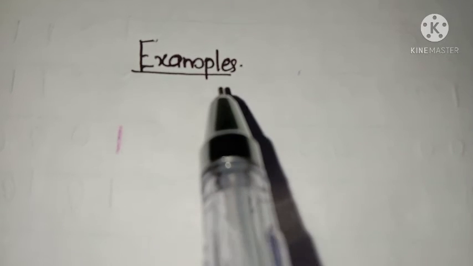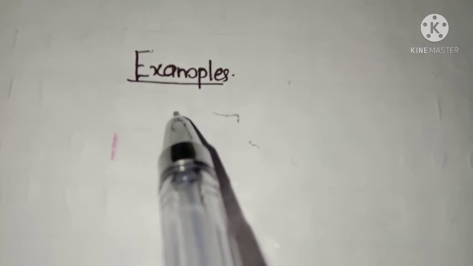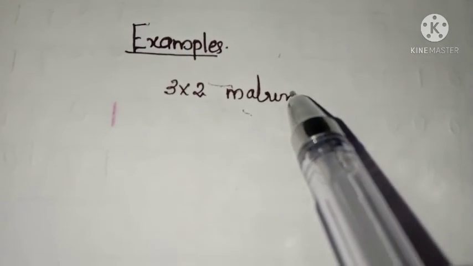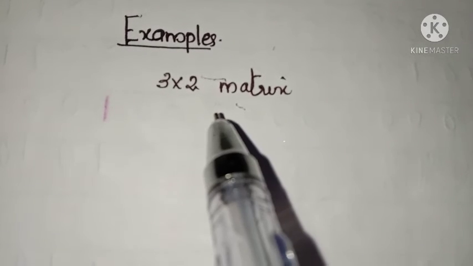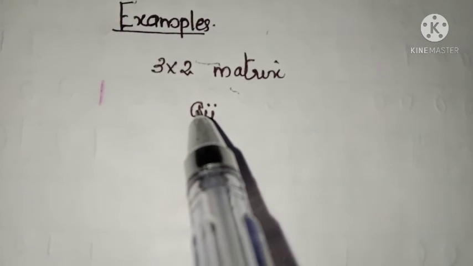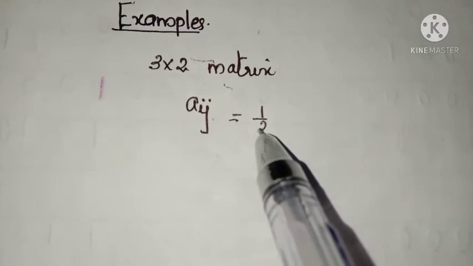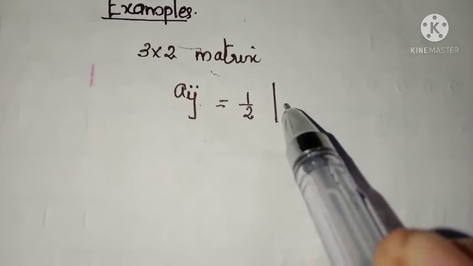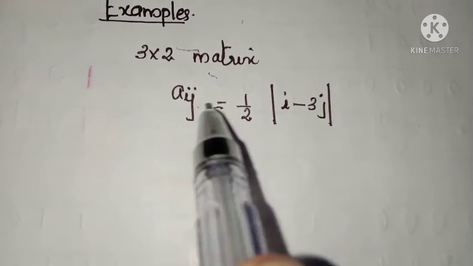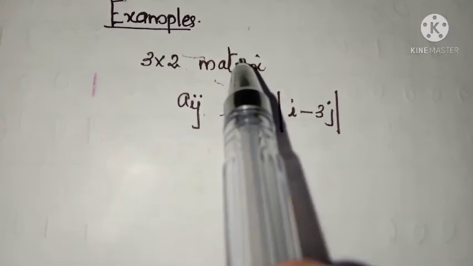Now see examples. Suppose we have a question: construct a 3 by 2 matrix whose elements are given by. Elements are generally expressed in the form Aij. Here Aij is equal to 1 by 2 into modulus of I minus 3J. So the general form of an element is given. Using this form we have to construct a 3 by 2 matrix.